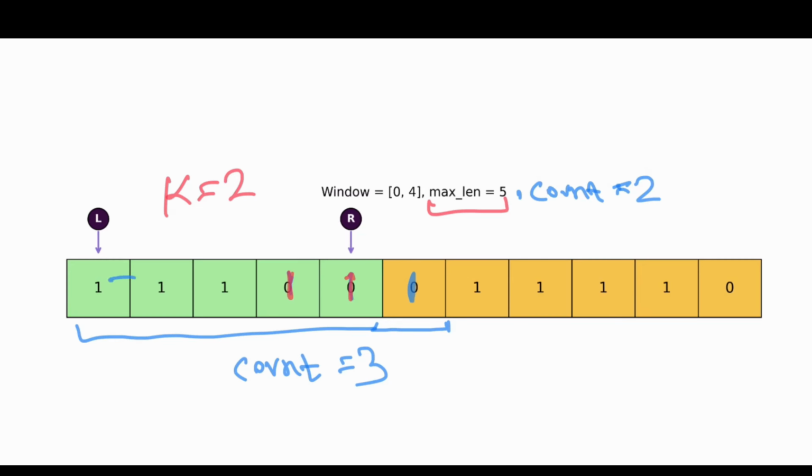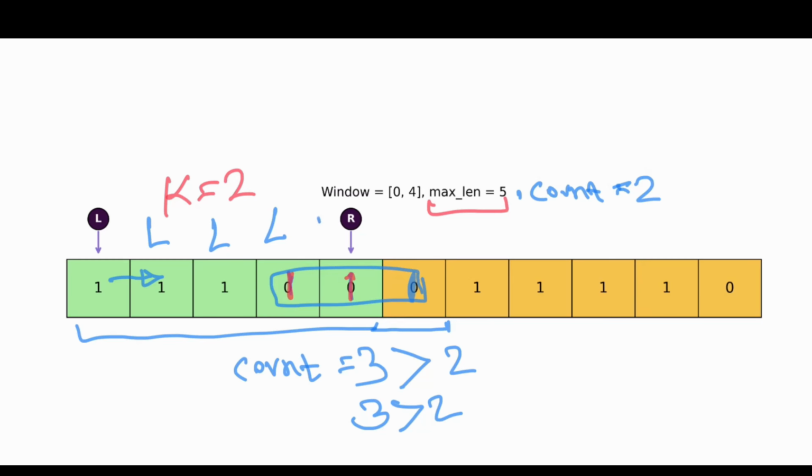So we move our left pointer here, we can see still our count is 3. We move our left pointer here, still our count is 3, which is greater than 2. And then we move left here, still our count is 3, which is greater than 2. And then we move our left here, we know that our right is here, and here we have 2 0s, which is 2 equal to 2. So we keep the left here, our right is here.